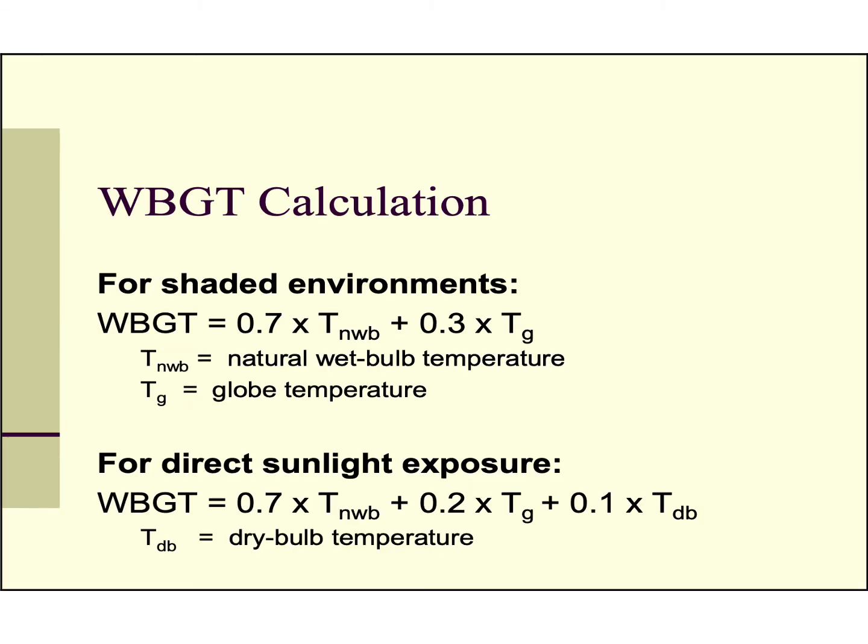So then we turn to the calculation of WBGT, and it's just a very simple equation which has two elements, one for shaded environments where there's no direct sun exposure, and then another different equation if there is sun exposure. So WBGT is 0.7 times the natural wet bulb temperature plus 0.3 times the globe temperature for the shaded environment. So we're putting most emphasis on the natural wet bulb. In the sunlight, we also add the dry bulb temperature.